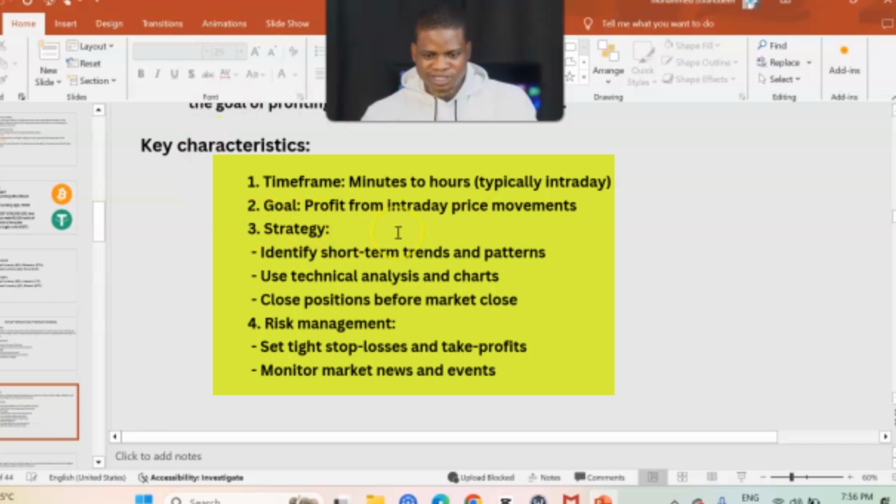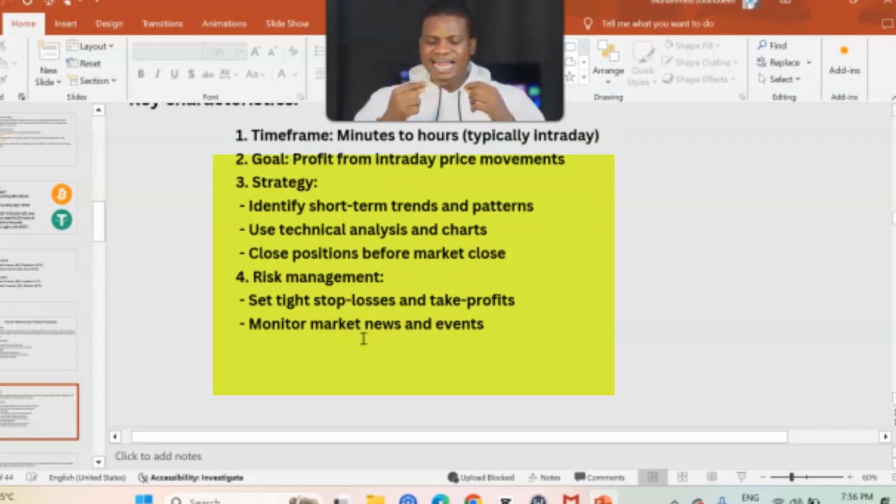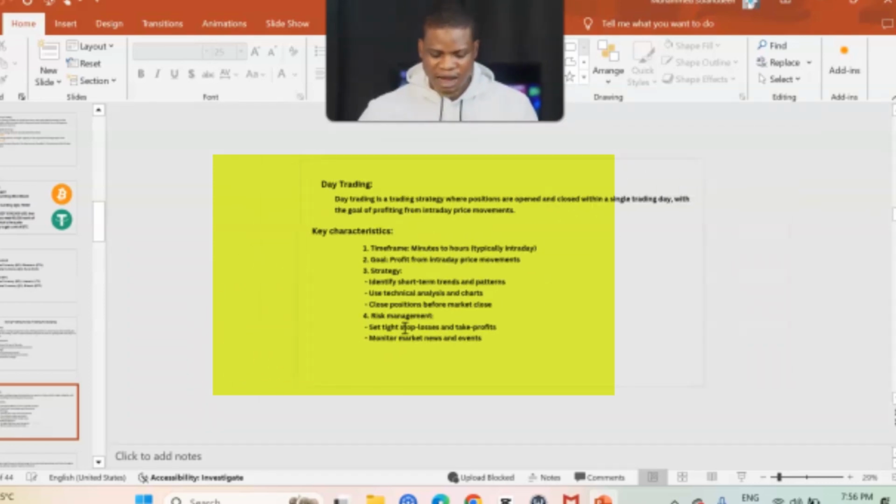Goal. Your goal is to profit from intraday price movement, and your strategy is to identify short-term trends. For swing trading, long-term trends. For day trading, short-term trends and patterns. You use technical analysis, you use the chart. Later on in this video, we'll talk about technical analysis. Also, you close positions before the market closes. Risk management. Because crypto is highly volatile, you need risk management to be able to day trade like a professional. Right? You set tight stop losses and take profit, and you monitor the market news and events happening in the market.